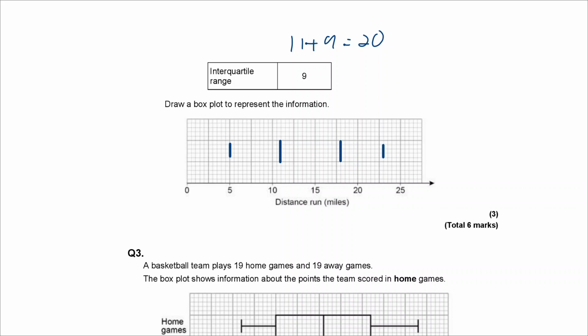Let's make sure I've got my lines. 20 is going to go up there. Good. I just join it all together. Okay, there we go. Go across, and we go across again. And there we go. Good, finito.